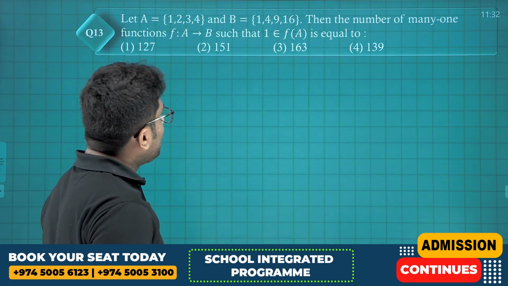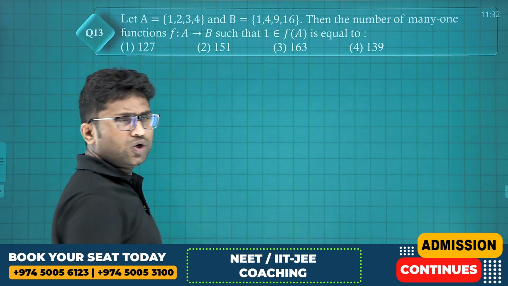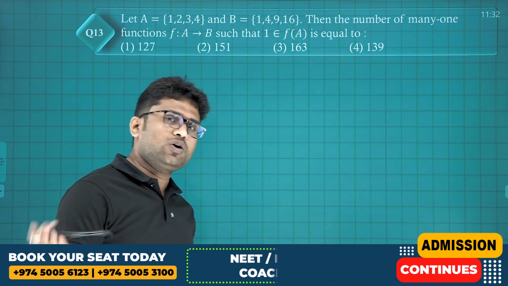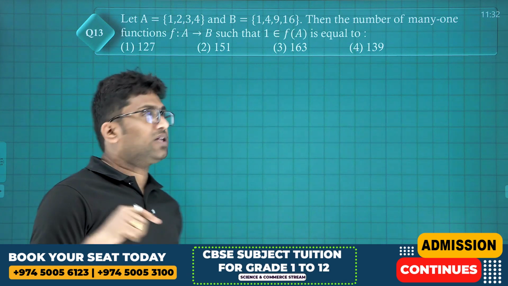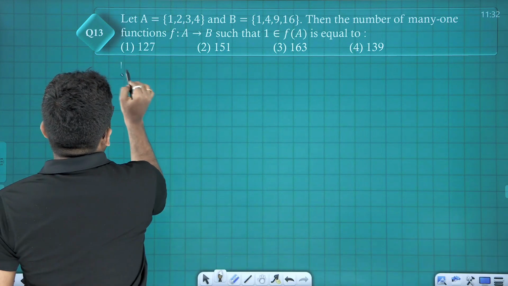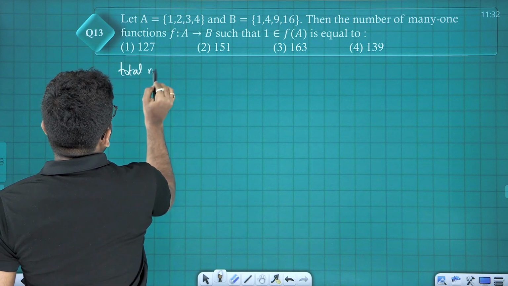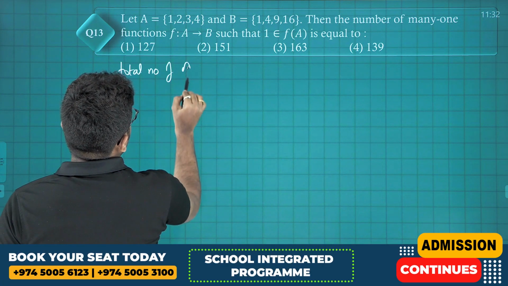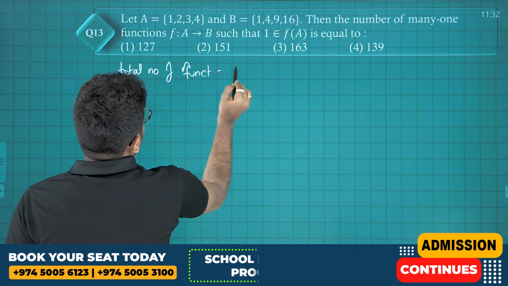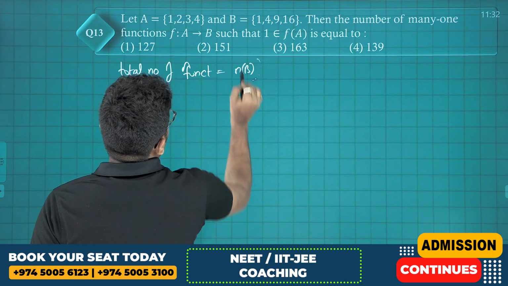Set A given, set B given, number of many to one functions. What do you mean by many to one? A function which is not 1-1 is many to one. So for that, first, total number of functions. Total number of functions is n(B) power n(A).